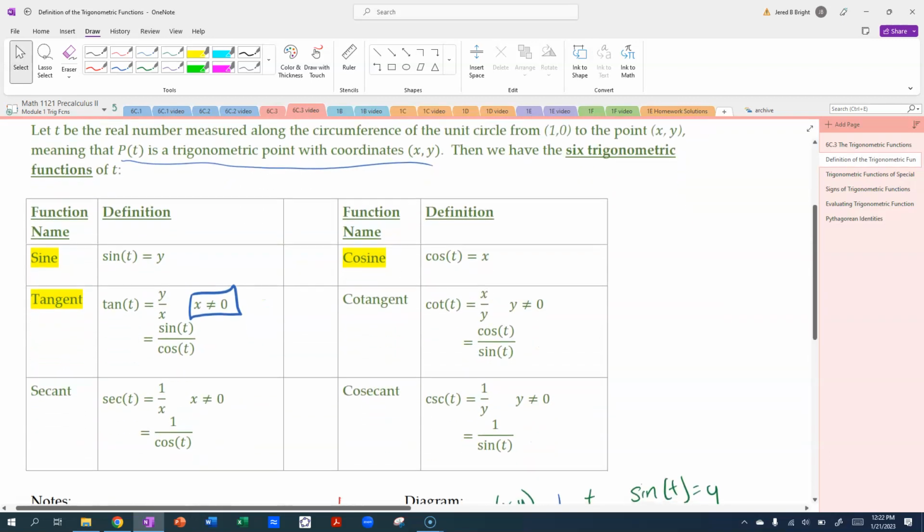So trig functions, we define them using trigonometric points, and once we have a trigonometric point, we have just the straight definition. Sine and cosine are really essential for us to know. Sine is the y coordinate, cosine is the x coordinate, and tangent is y over x. The reciprocal functions are useful, but focus on sine, cosine, and tangent first.